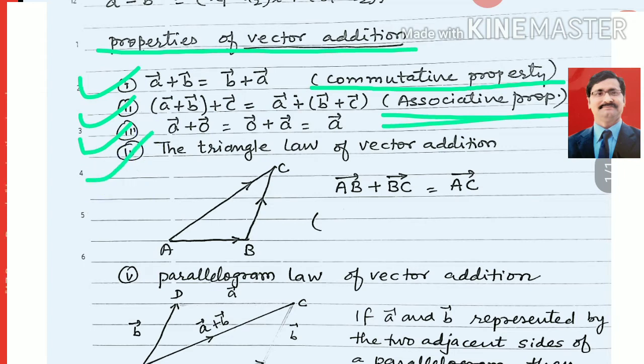Look here, one more, we have the triangle law of vector addition. Suppose one person goes from A to B and then B to C. Then you have AB plus BC, and that is equal to AC. In vector rules we have only displacement. So if you go from A to B and then B to C, or you go directly from A to C, that is the same. So AB vector plus BC vector equals AC vector, and this is known as the triangle law of vector addition.